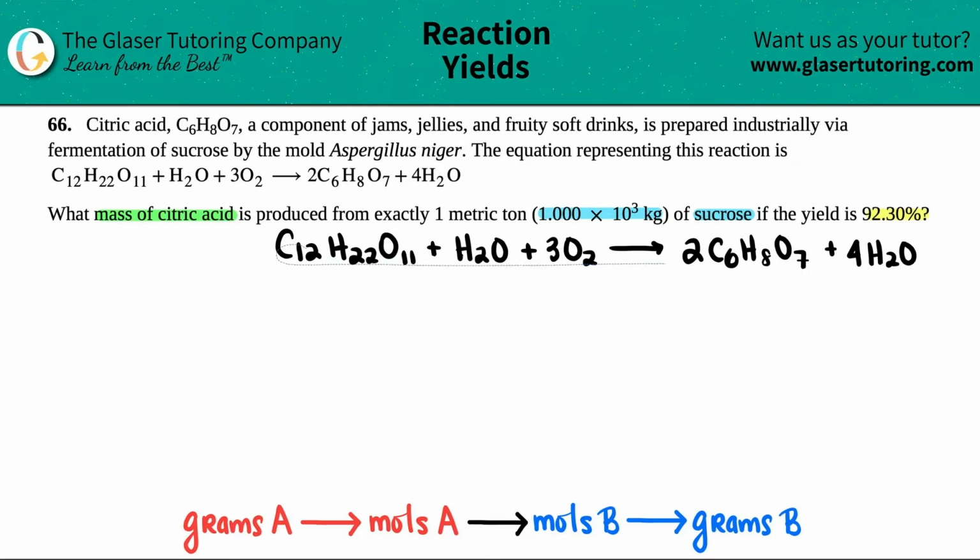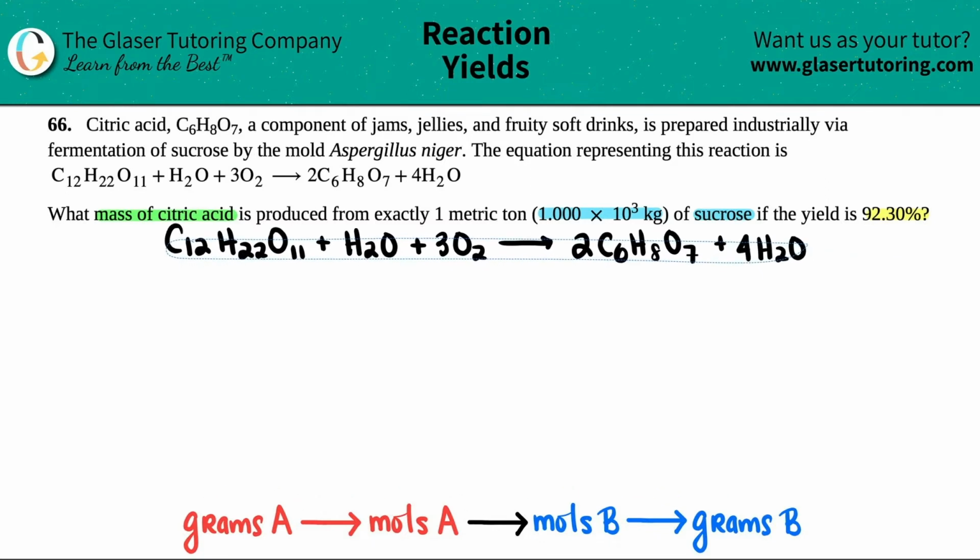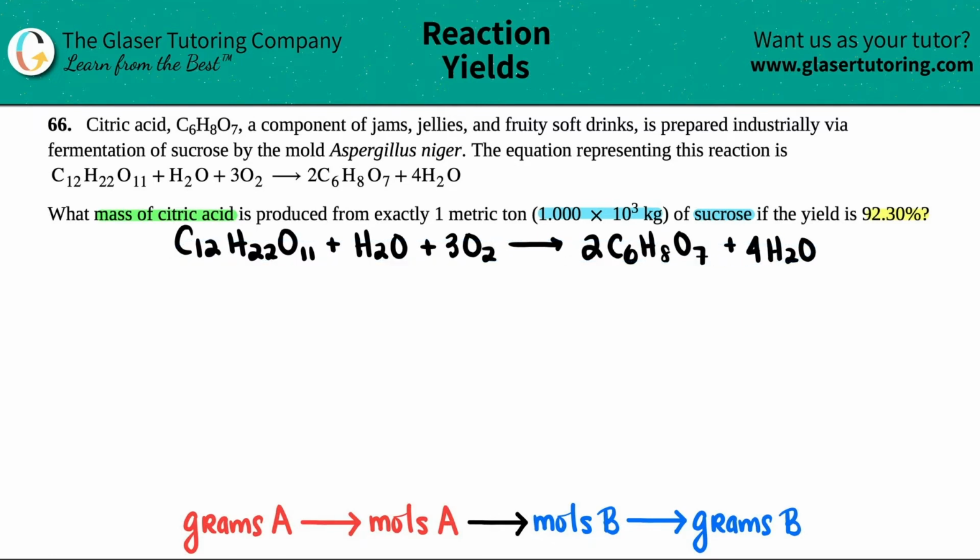Now, can I get lucky and maybe bring this over and not mess up the problem? Nice. So here we go. Always write down what you're given. They told us that we had exactly 1 metric ton, or 1 times 10 to the 3rd kilograms, of sucrose, and this is sucrose. So I have 1.000 times 10 to the 3rd kilograms of sucrose, so that's my starting material.